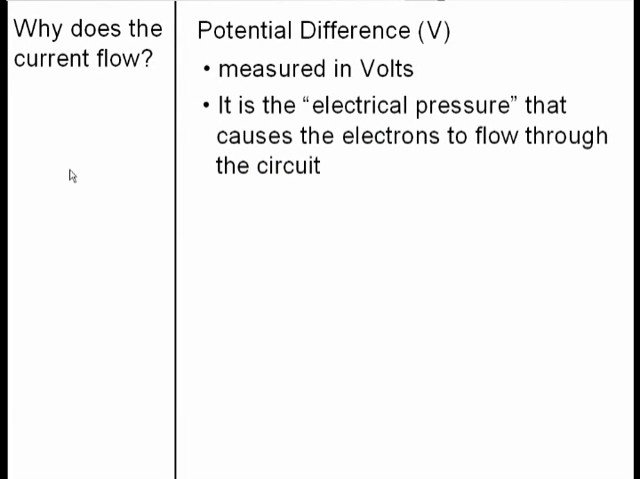All right, so back to our notes. Why does a current flow? Because there's a potential difference. Potential difference is a variable. We use capital V in physics. It is measured in units of volts, which is also capital V. And because of that, we sometimes make the mistake of calling this voltage when it's actually potential difference in physics. So we can think of the potential difference as the electrical pressure that causes the electrons to flow through the circuit.